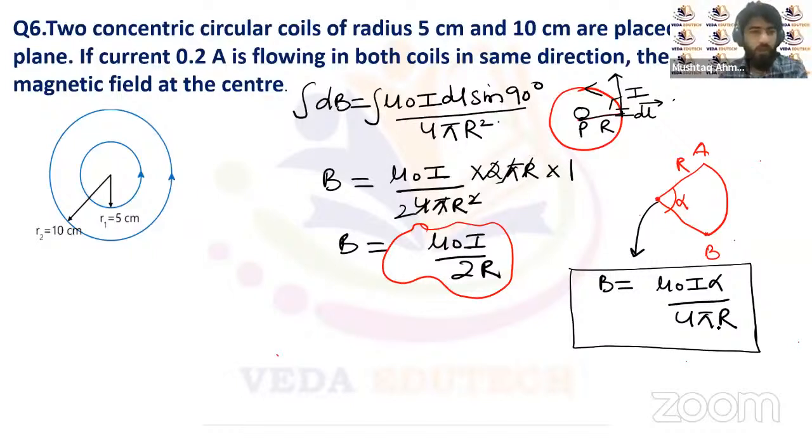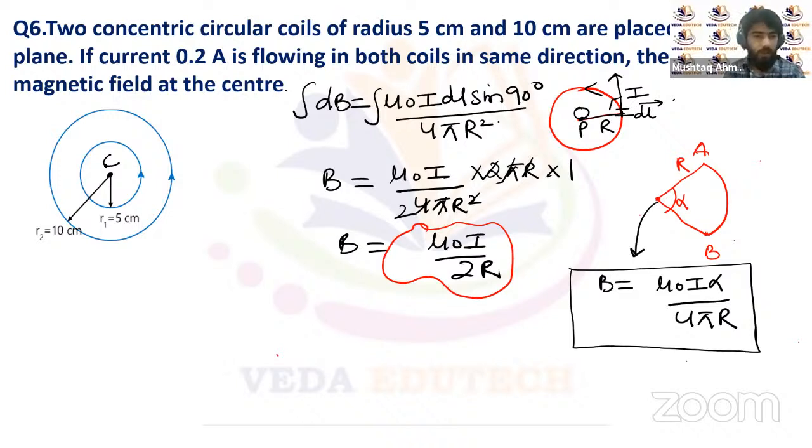Now, we have to calculate the magnetic field for these two concentric circular coils. Two concentric circular coils of radius 5 centimeter and 10 centimeter are placed in the same plane. If current of 0.2 ampere is flowing in both coils in the same direction, then find the magnetic field at the center. So at this point C, the center, we have to find the magnetic field.